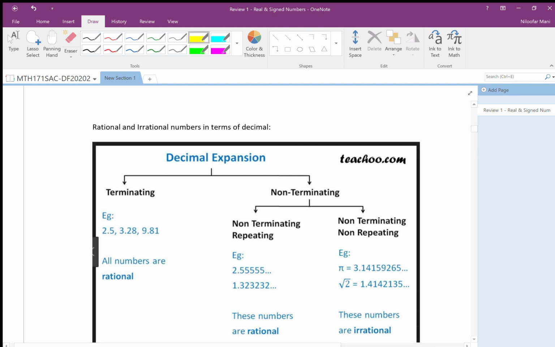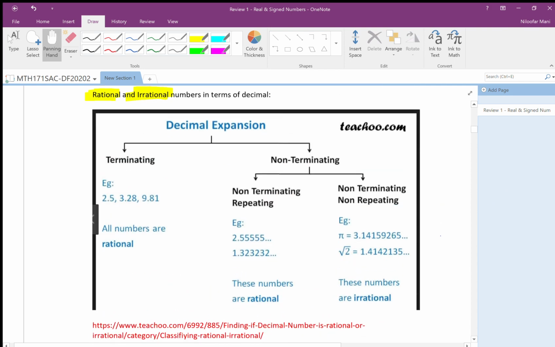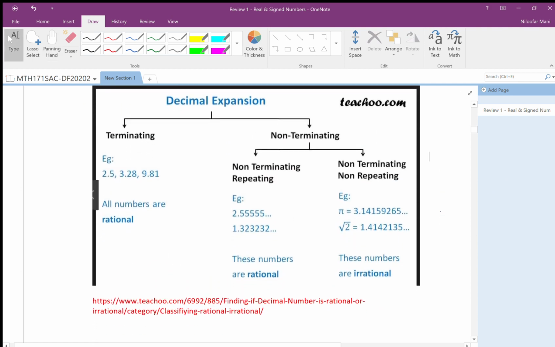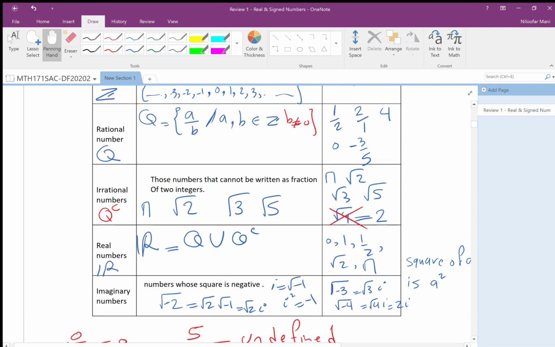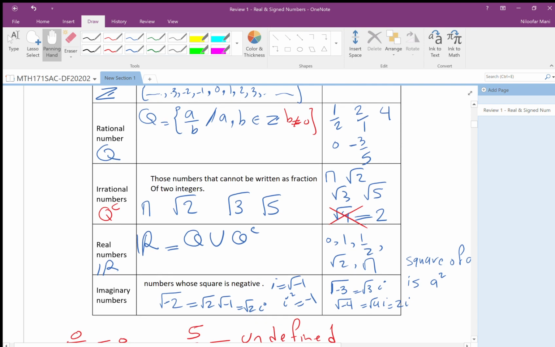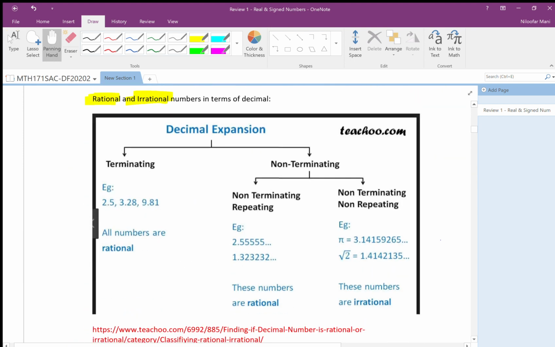Okay, now I can give you another definition, in terms of rational and irrational numbers. You can see rational and irrational numbers here. So in terms of decimal numbers, I can define. See here, I defined rational numbers as numbers that I can write as a fraction of two integers, where the denominator is not 0. And irrational numbers are those that I can't. Here I can define them in terms of decimals.